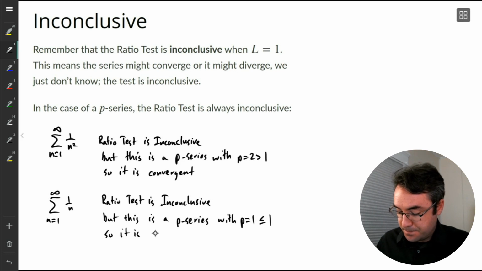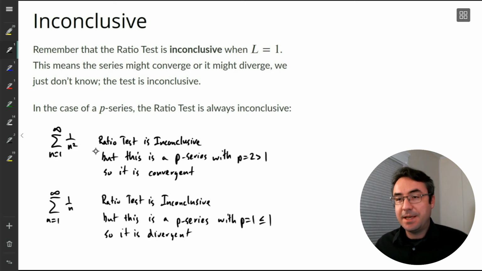So this just shows that if your ratio test is inconclusive, you don't know what happens. You might have a series that's convergent. You might have a series that's divergent. So in that case, if the ratio test is inconclusive, you would have to go back and try some other test. In this case, we've just identified that these are p-series, so we know what they're doing already.